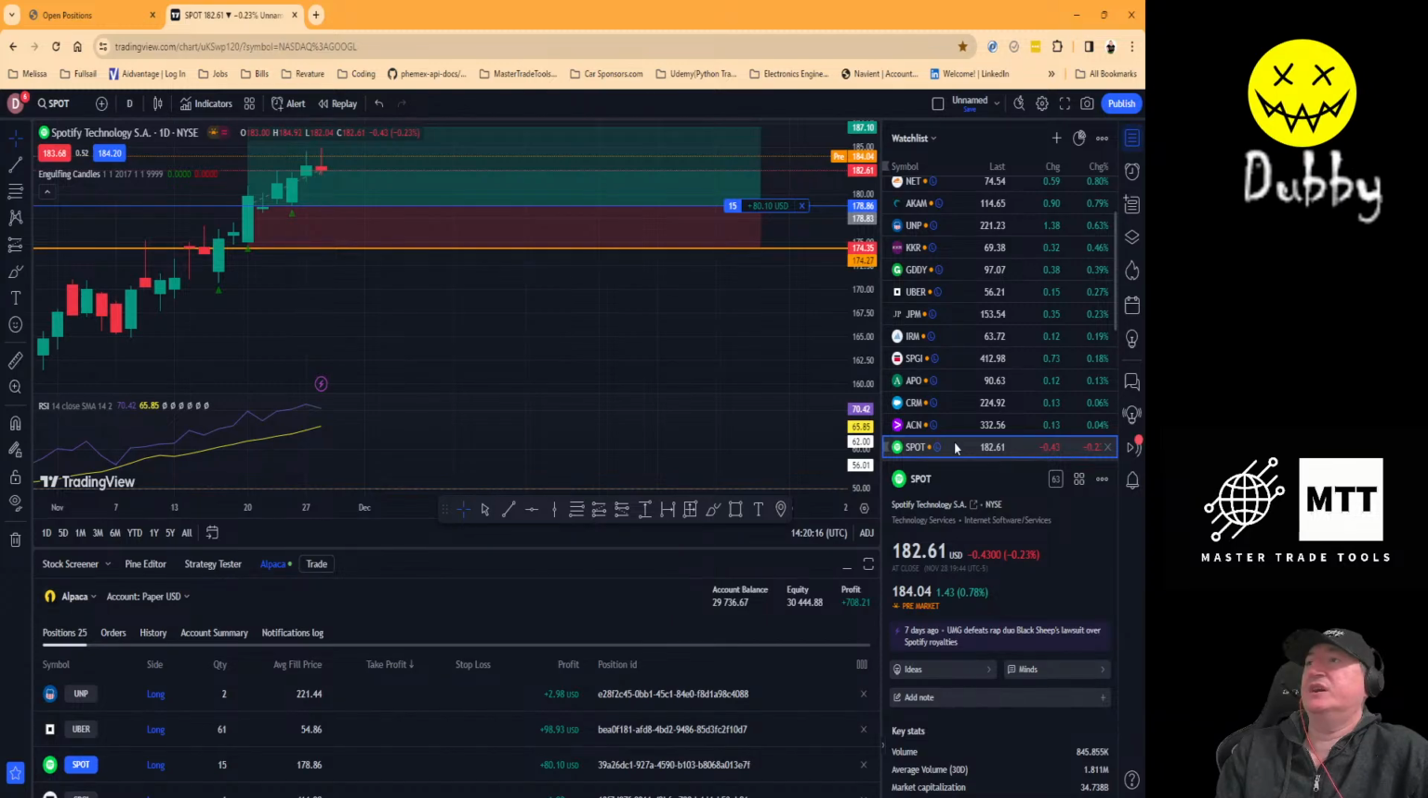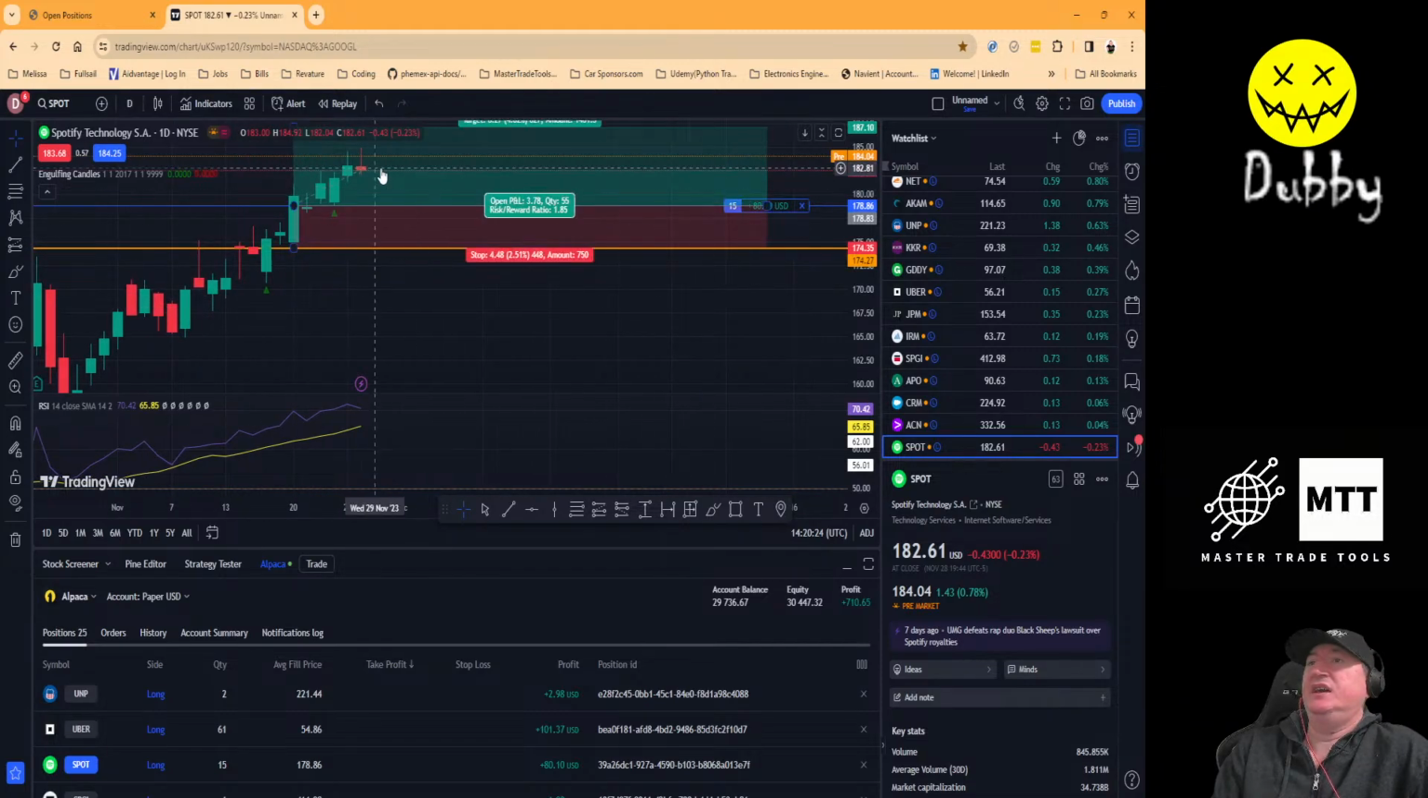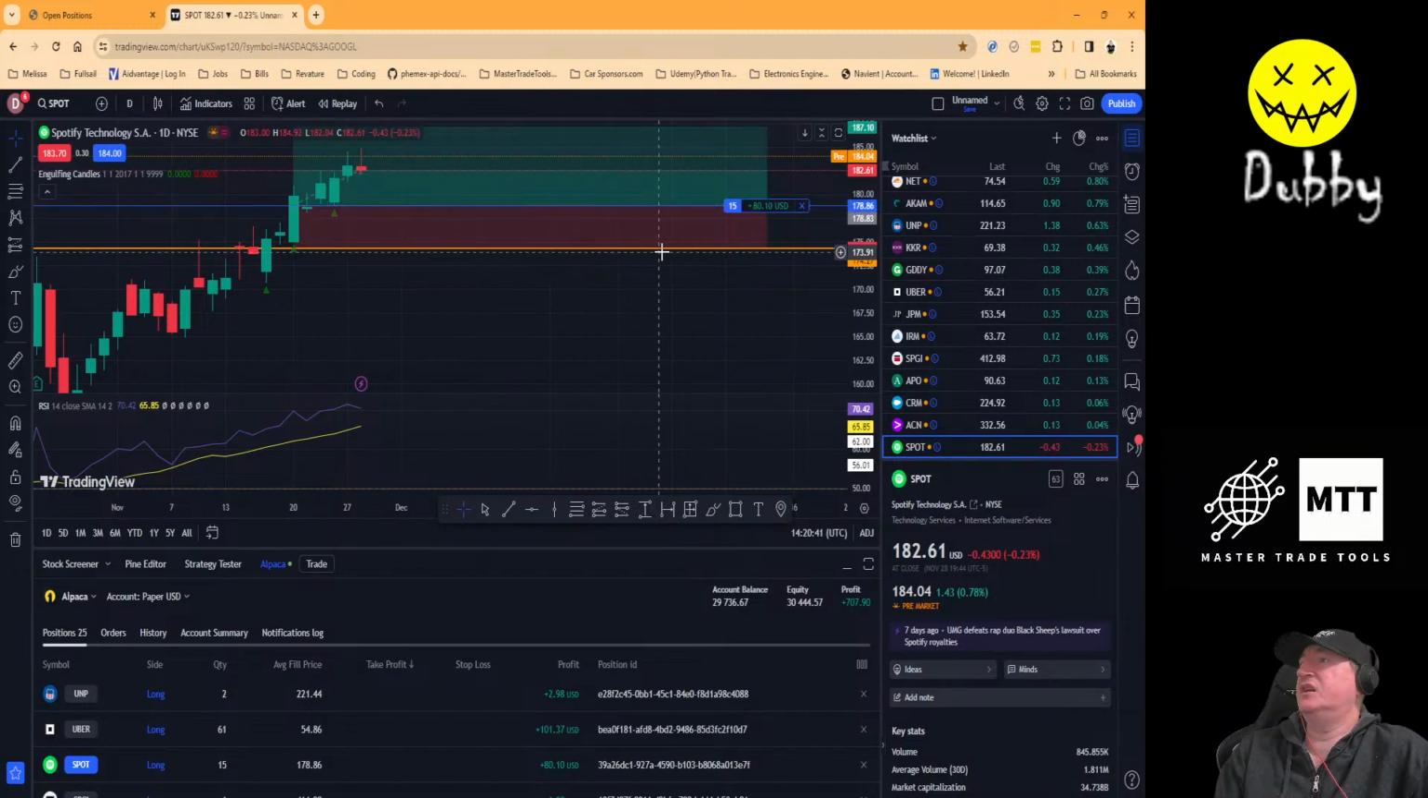Spotify, that's another one we've got quite a bit in, and we're sitting with an unrealized profit of $80.10. Looks like there was a little bit of pullback yesterday, but pre-market today has continued the bullish trend, and it's gone up about $1.40.